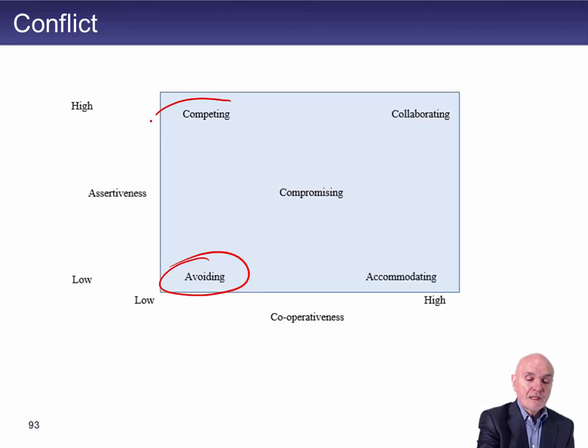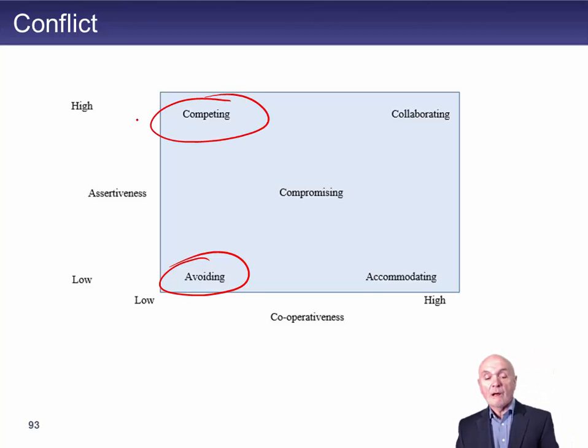Up here we have competing. So I know what I want, and I'm not really going to give way. So I want to win, basically. It's like winning a race. There's no cooperativeness in winning a race of any type. It's winner takes all, really.